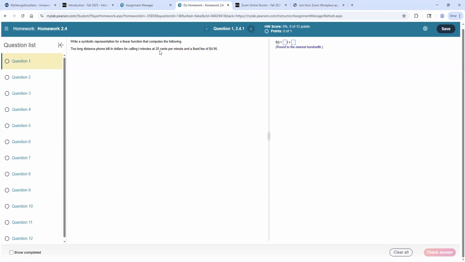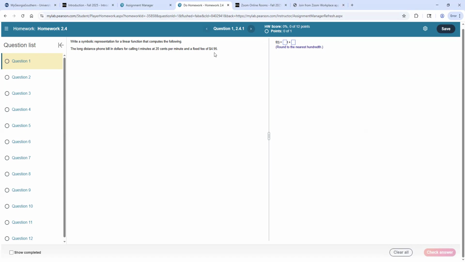But we are told that the calling is 20 cents per minute. So your input is the number of minutes that you've spent talking on the phone, and the fixed fee is just to make the phone call before you spend any time. It's $4.95. That "per" right there, cents per minute, shows you that the dependent variable is the cents and the independent variable is the minutes or the time. And the 20 is the slope of our linear function, and the 4.95 is the starting point. So when T equals 0, your dependent variable is 4.95.